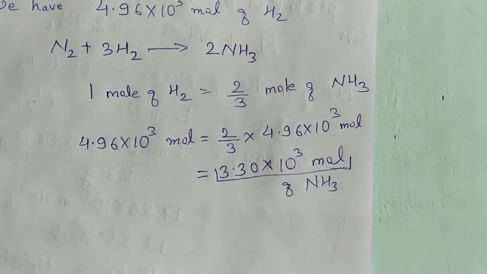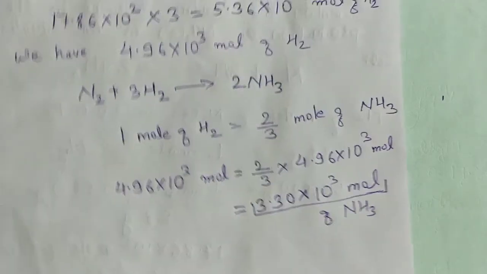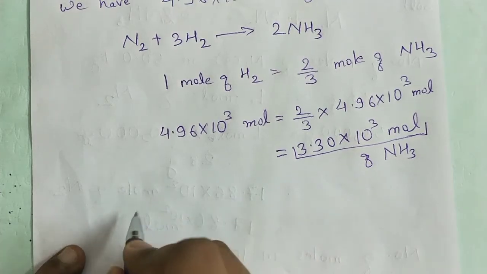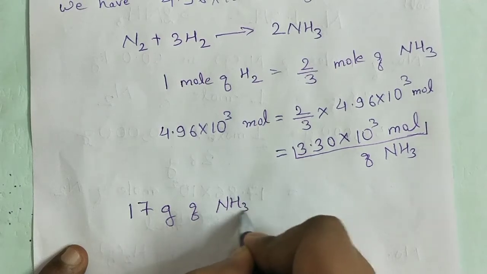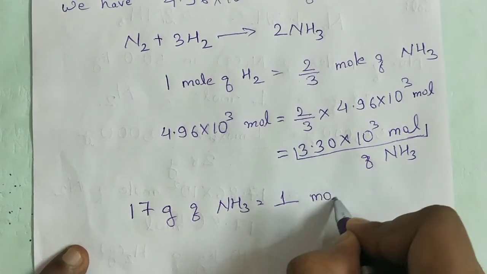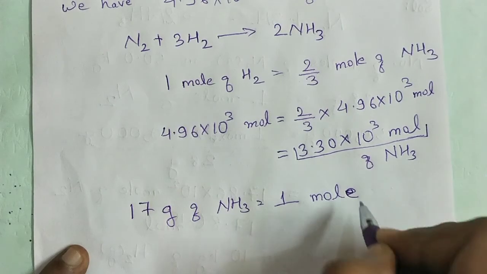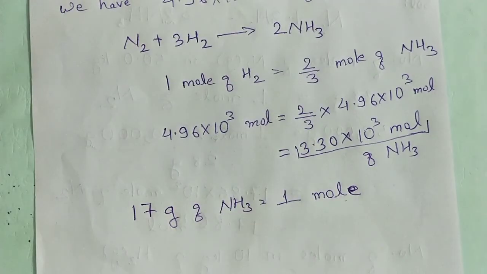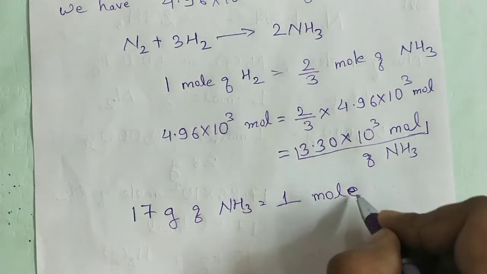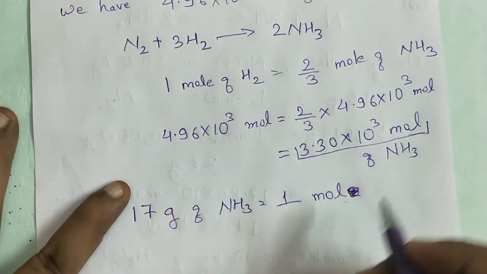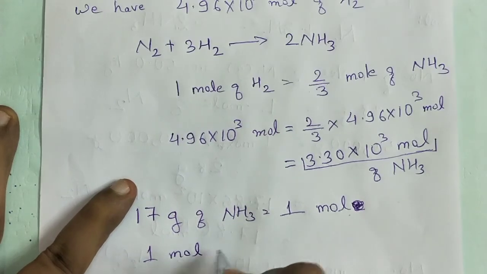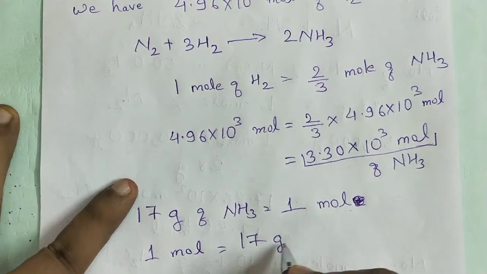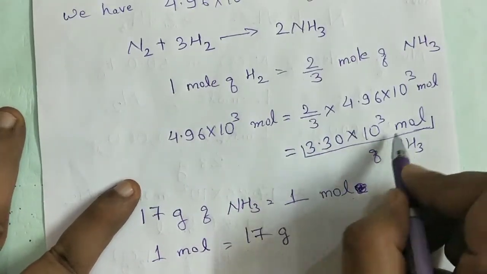Now we know that 17 gram of NH3 equals 1 mole, right? So 1 mole equals 17 gram. So we know the number of moles of NH3 produced.